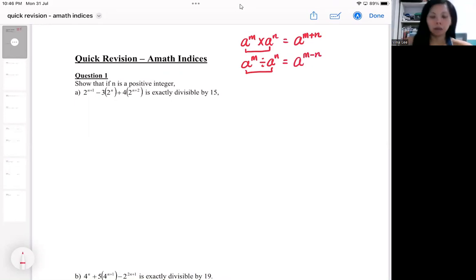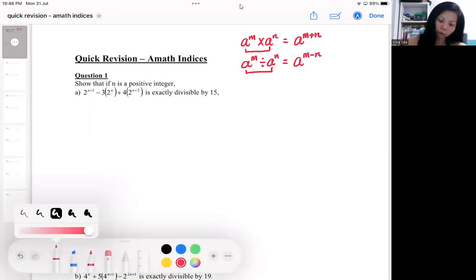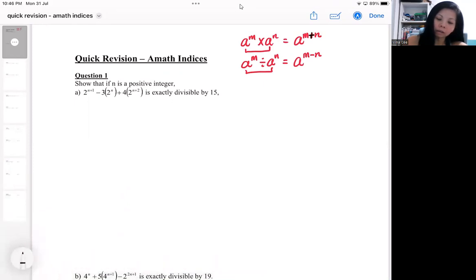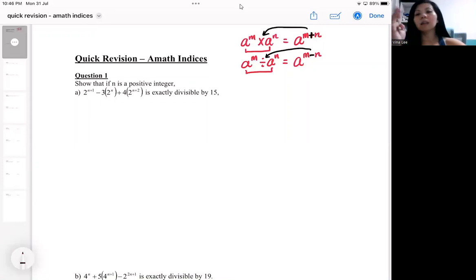But in A-Math indices, a lot of times you need to work backwards. So you need to relate that when we add, it actually comes from a multiplication. When we subtract, it actually comes from division. If you can't twist this, then you will have a lot of issues. So it's a working backwards of these two rules.